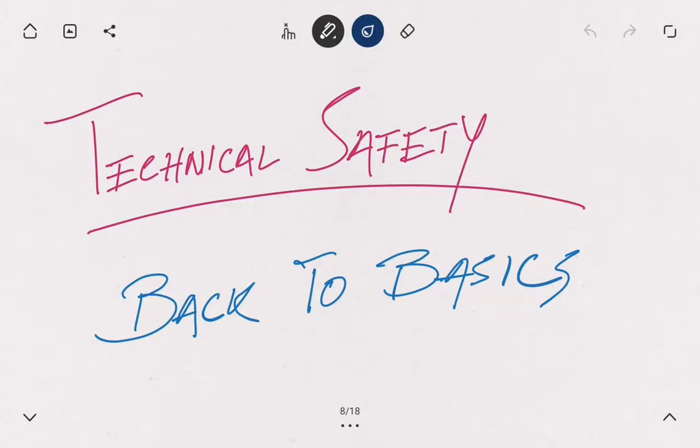The first video on a topic of technical safety, and we are going to start from back to basics, meaning the basic concepts of the terms that are being used in the day-to-day life of safety engineering. The intent of this video is basically to share the understanding of the concepts with the beginners. For the professionals, it's just a sharing, so that's why I'm calling it back to basics.